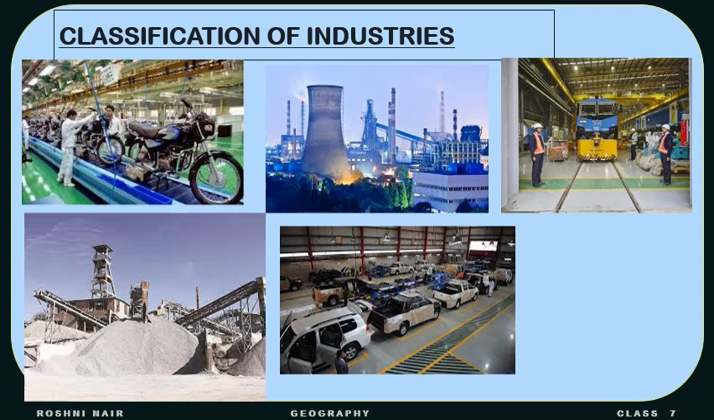Forest-based industries utilize forest produce as raw material. The industries associated with forests are pulp and paper. I give an example: we have pharmaceutical industries. We have so many Ayurvedic products. That is also a forest-based industry. Then we have furniture, the best example, and also buildings.